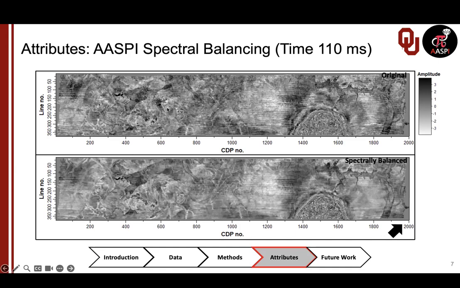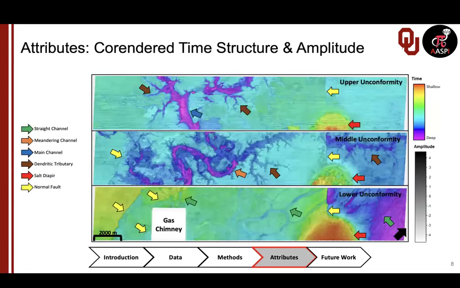But if you try to follow that in the original, not spectrally balanced amplitude, you kind of can't see it, you can't follow that channel. And so, yeah, this spectral balancing tool in AASPI worked really well to clean this data up and help my interpretations. So the amplitude volume that I used going forward was that spectrally balanced one. And here I co-rendered it with my time structure map.